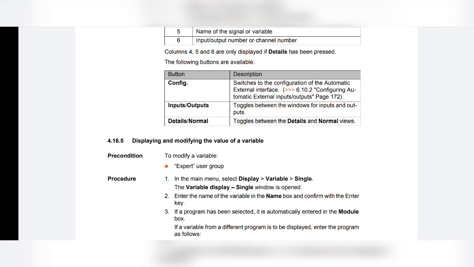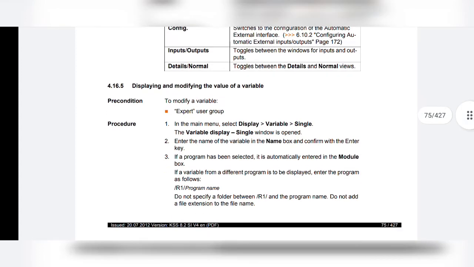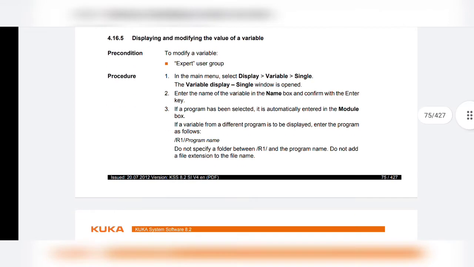Next is displaying and modifying the value of a variable. Precondition. To modify a variable, expert user group. Procedure. In the main menu, select Display, Variable, Single. The Variable display single window is opened. Enter the name of the variable in the Name box and confirm with the Enter key.